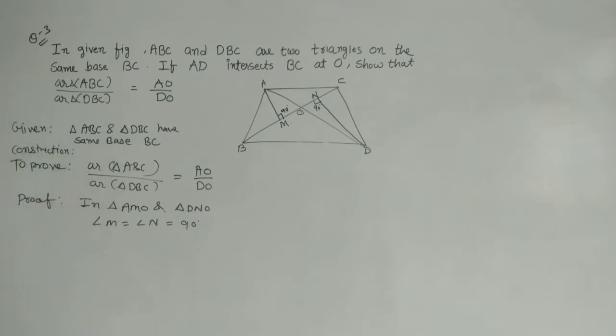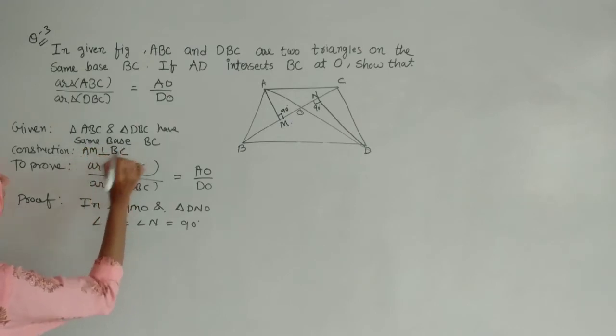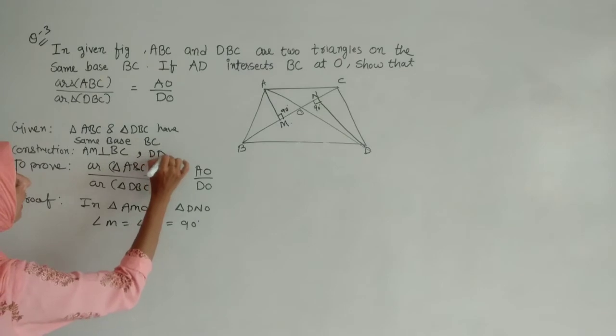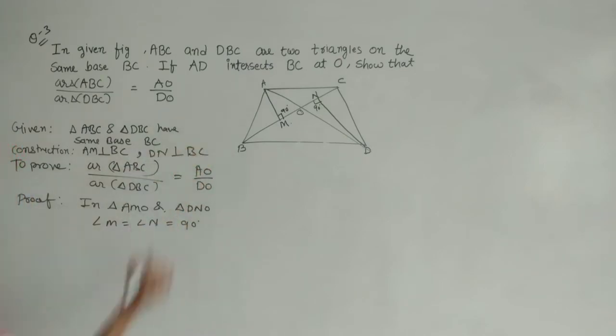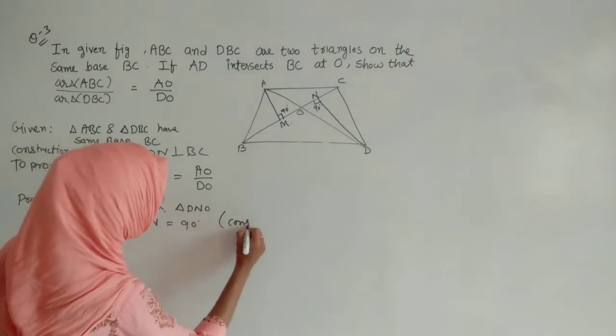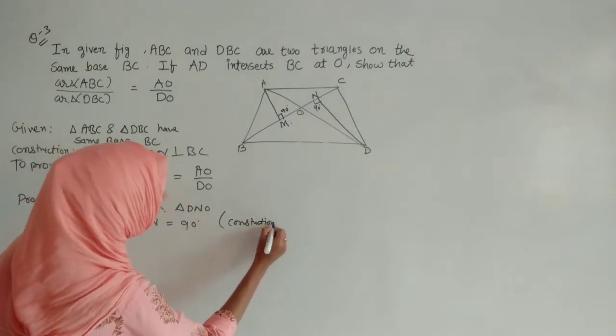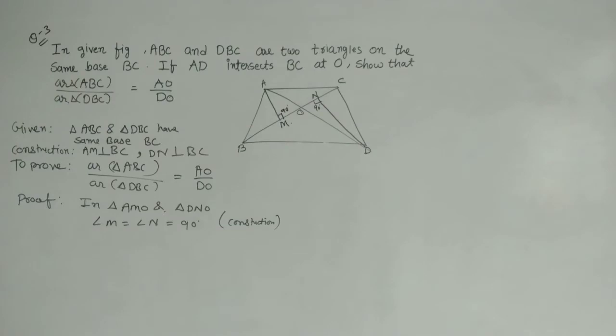This is not a learning process where we have to read and remember everything. Whatever we want, we are doing that, and that is the solution of this particular question. So here we constructed AM perpendicular on BC, as well as DN that is also perpendicular on BC. Let us write it, and here in bracket we will write from construction. So from construction we have written this.